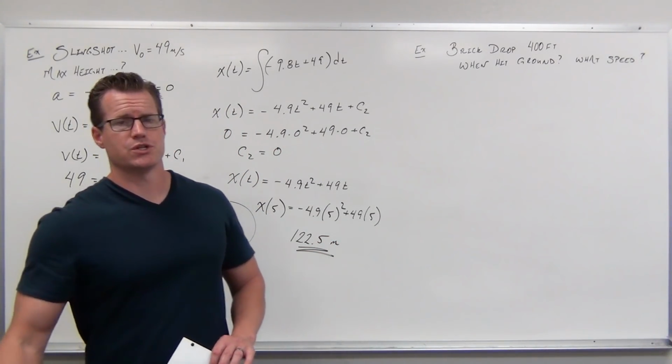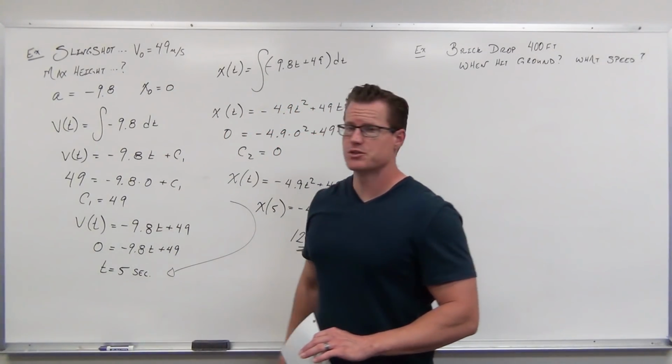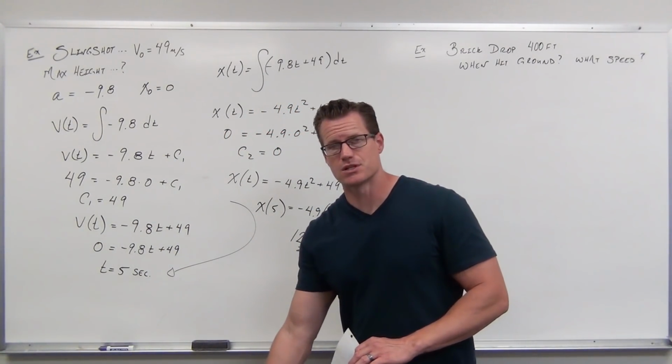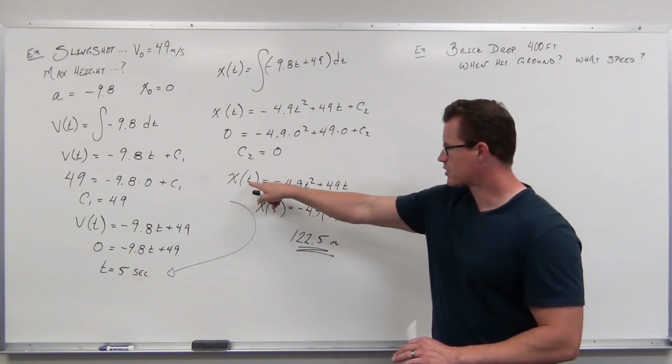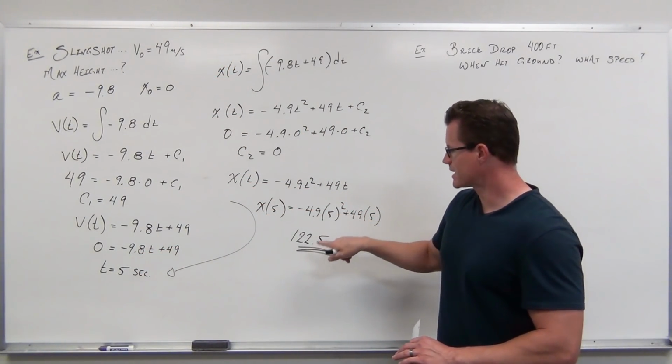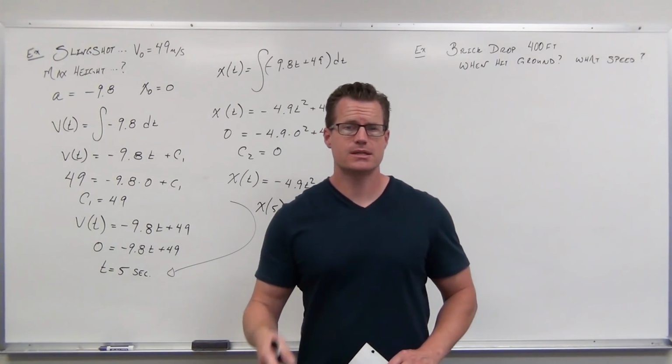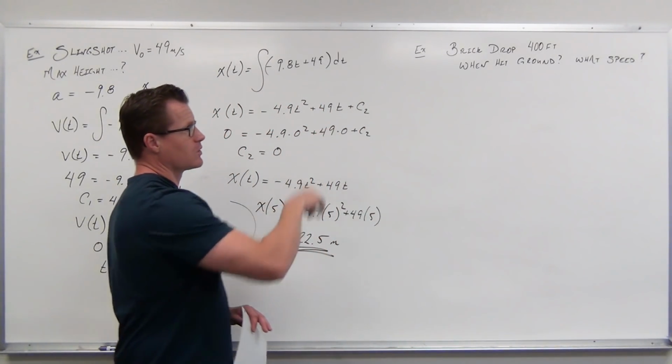So we sit on the ground, we shoot a slingshot. It has 49 meters per second as an initial velocity from a height of 0. It's going to take 5 seconds to reach the peak. Here's our position function, and we plug in those 5 seconds. That's the peak. That's how far away it is. I hope that makes sense. So let's keep on going to the next one.